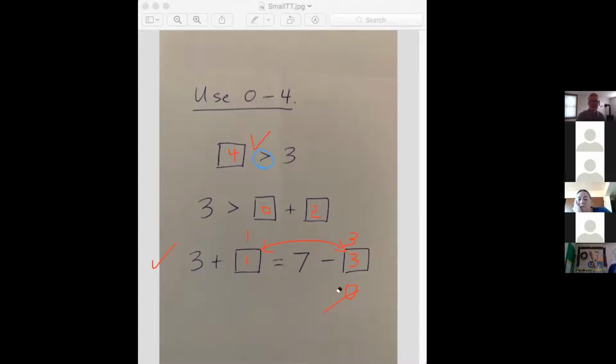Those could go back and forth. The 1 and the 3 could go back and forth, and the 0 and the 2 could go back and forth. Mm-hmm. Okay, nicely done.